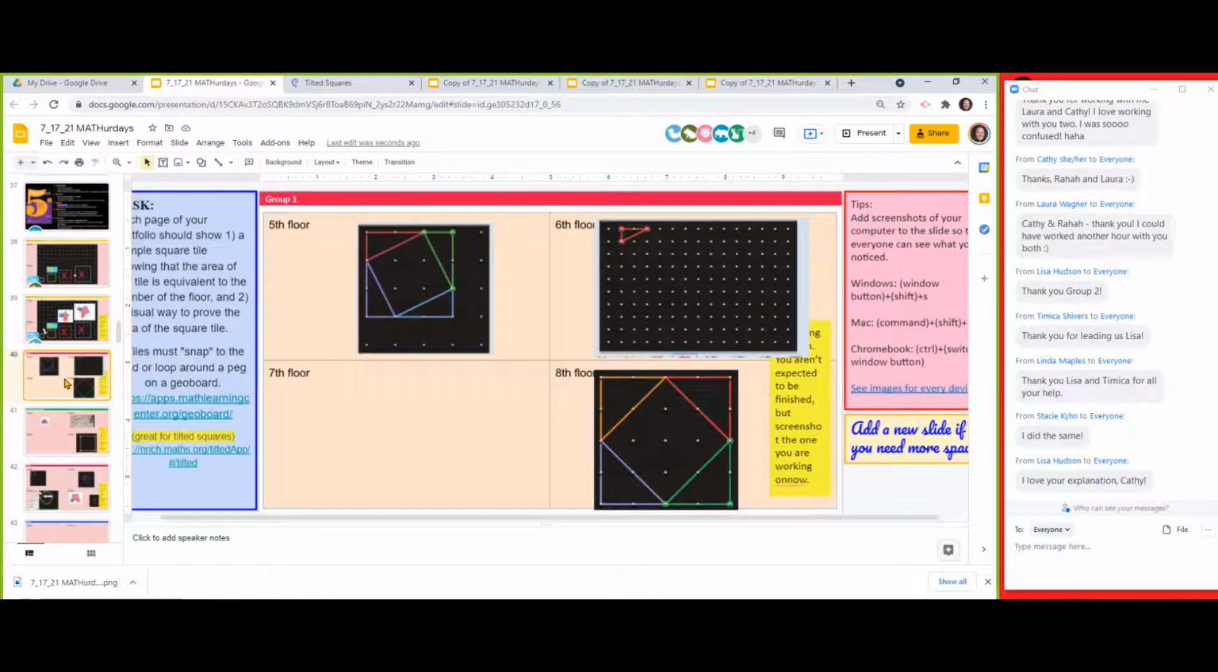Another great area, and this one becomes very accessible to our younger students too, is when we start to look at shapes by decomposing the shapes. Group 1 on slide 40 started to do that in a lot of different ways. Could someone from group 1 explain your strategy and just how you were able to find the area of these?